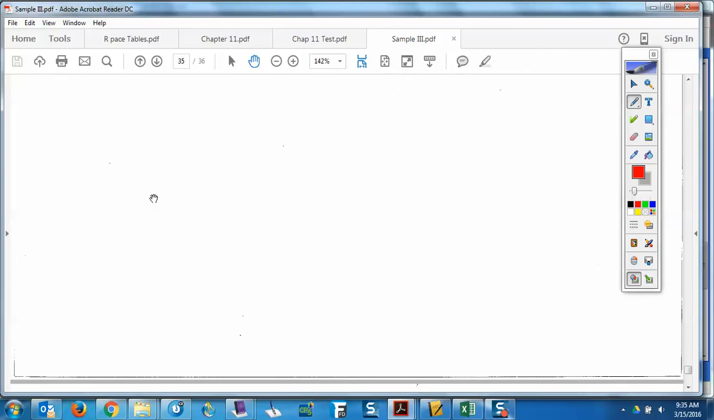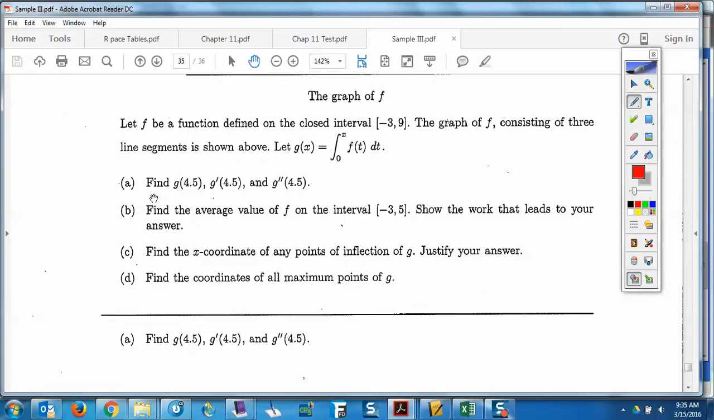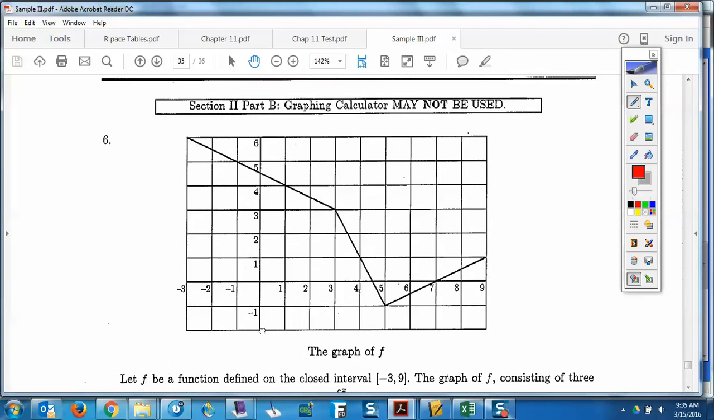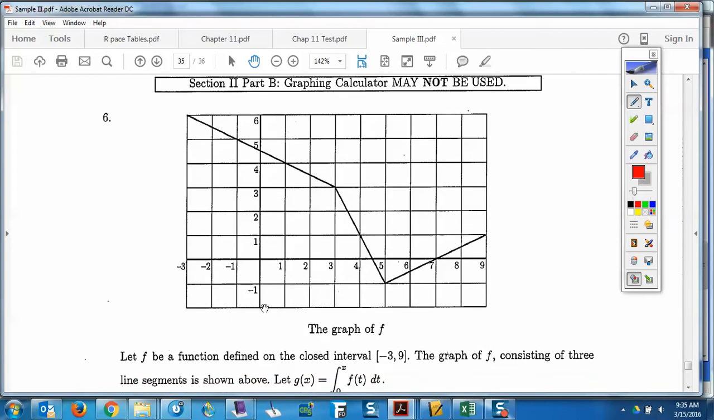Oops, I think it went by. This number 6. Here it is. Okay, this is a no calculator one as well.